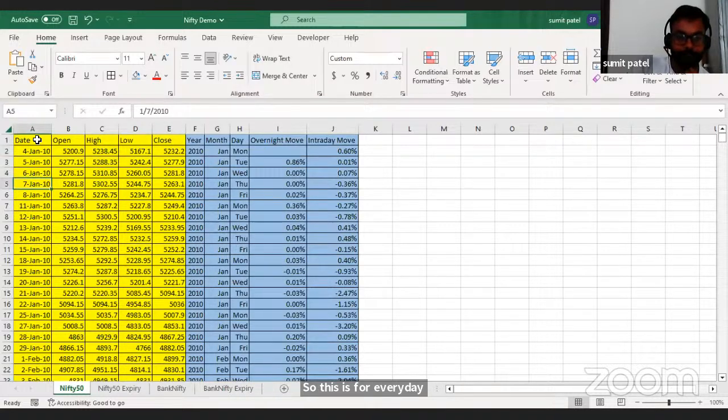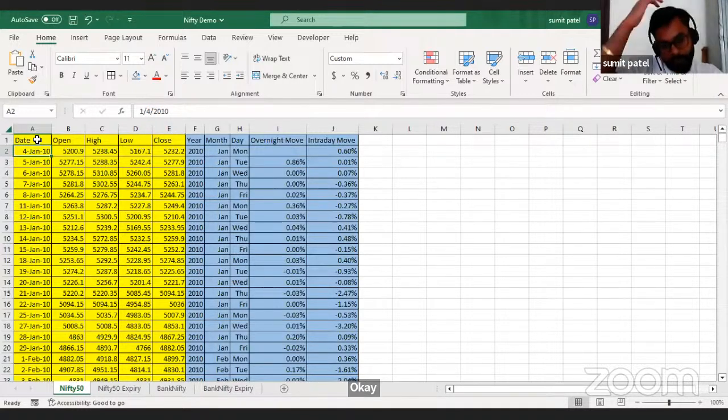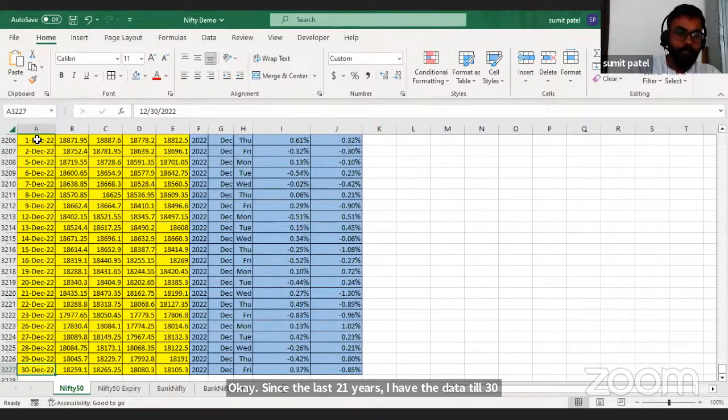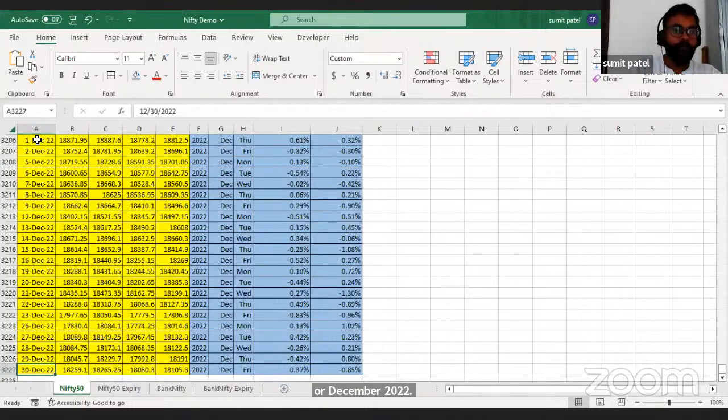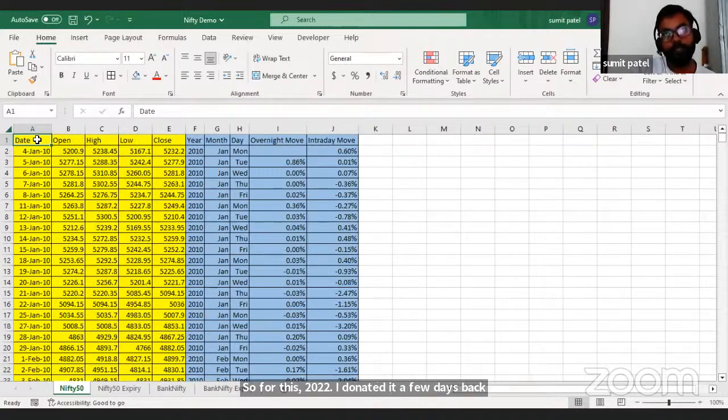Okay. Since the last 21 years, I have the data till 30th December 2022. So for this 2022, I downloaded it a few days back. For the rest, I did it about a year back. So just to see what's going on.